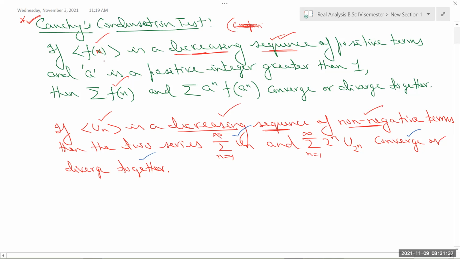that if Fn is a decreasing sequence of positive terms and A is any positive integer greater than 1, then summation Fn and summation A to the power n f of A to the power n converge or diverge together. I mean, they will behave alike. Again, look at this statement: this sequence Fn is a decreasing sequence of positive terms, so this test is again applicable for positive term series in which every term is positive, and A is any positive integer greater than 1. So the first requirement is decreasing, second it should be a positive term series.